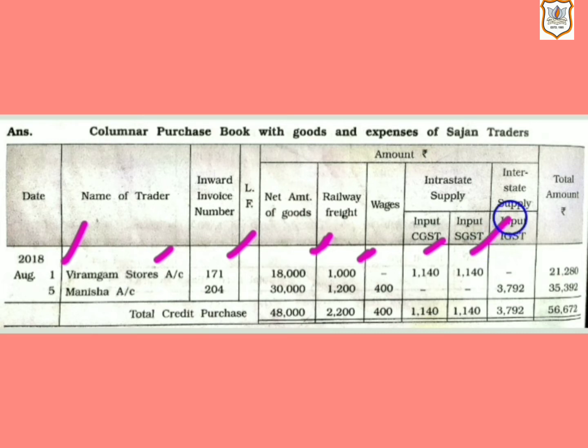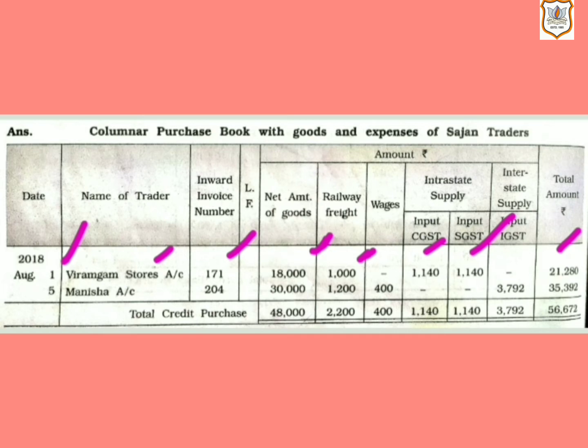Now we will write total amount, and that comes to 21,280. That is 18,000 plus 1,000 plus 1,140 plus 1,140. Then next transaction, date 5th, goods of rupees 30,000 purchased from Manisha of Varanasi, that is in UP. Railway freight rupees 1,200, labor charges 400, invoice number 204. Again this is credit transaction. We have purchased goods on credit from Manisha.